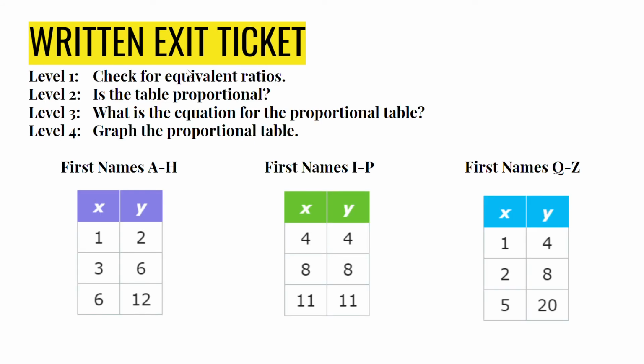For the written exit ticket, depending on your first name, whether it begins from A through H, I through P, or Q through Z, you'll do that particular problem. Level 1, check for equivalent ratios. Level 2, is a table proportional? Level 3, what is the equation for the proportional table? And level 4, graph the proportional table. Remember, all these questions you can use from your notes to help you answer these questions.